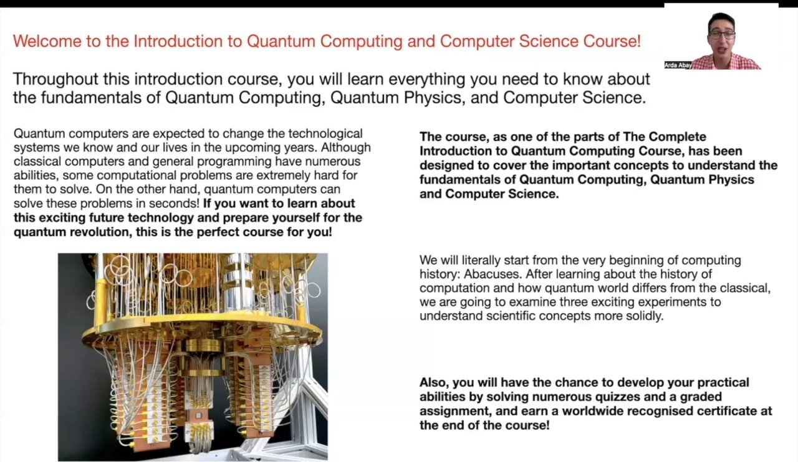Also, during the course, you will have the chance to develop your practical abilities by solving numerous quizzes and a graded assignment. And after you complete the course successfully, you're going to earn a worldwide recognized quantum computing certificate at the end of the course. So once again, congratulations on taking your first step to learn about the technology of the future, quantum computing.